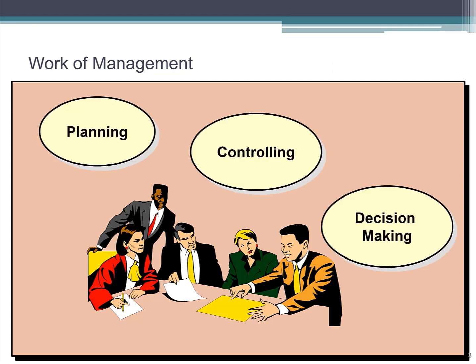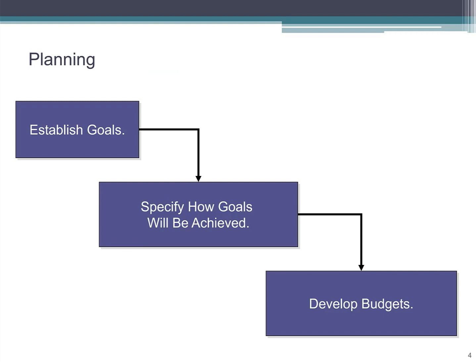Managerial accounting involves 3 major activities: planning, controlling, and decision-making. And we will take a look at them one by one. Planning. Planning involves establishing goals and specifying how to achieve these goals. During the planning process, managers normally develop budgets as well. A budget is a detailed plan for the future, which is expressed in formal quantitative terms.